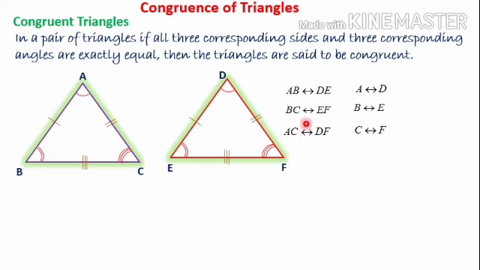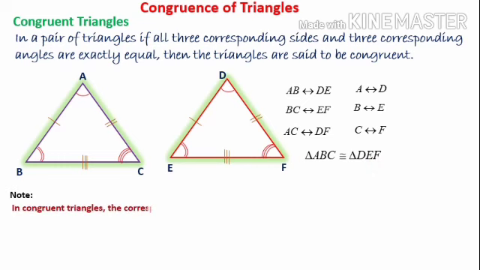So here three sides are respectively equal to the corresponding three sides of another triangle, and three angles of the first triangle are respectively equal to the corresponding three angles of the second triangle. Then we can say that triangle ABC is congruent to triangle DEF. This symbol means congruent.